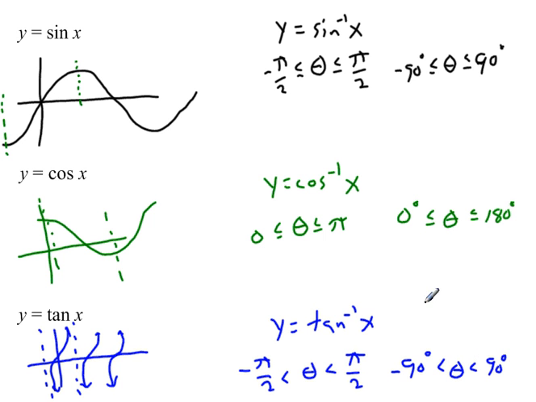Now you'll notice that I put less than or equal to signs for all of these because those values do exist. For the tangent function, the values here don't exist because our curve approaches but never touches, which is why I just used less than signs.